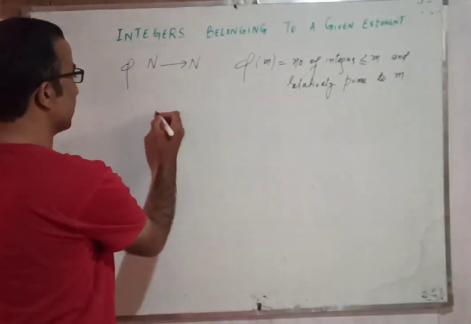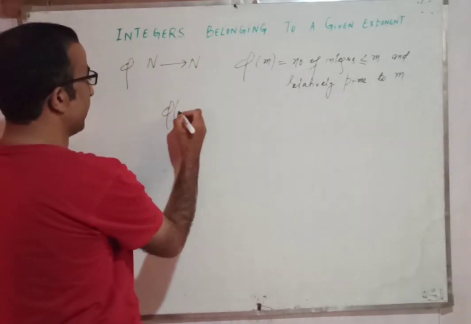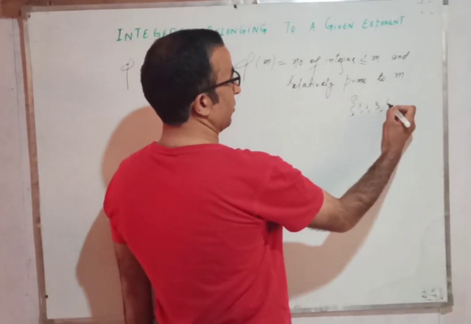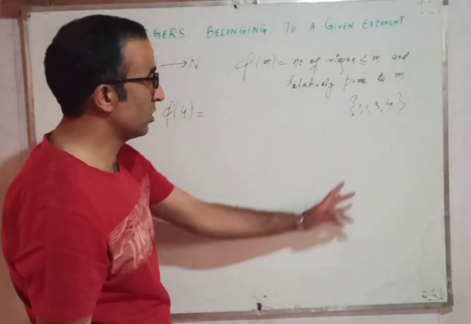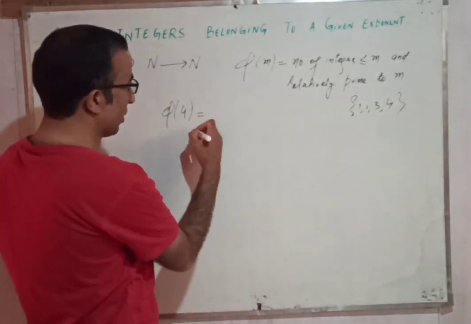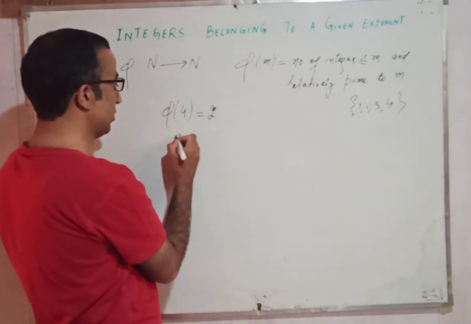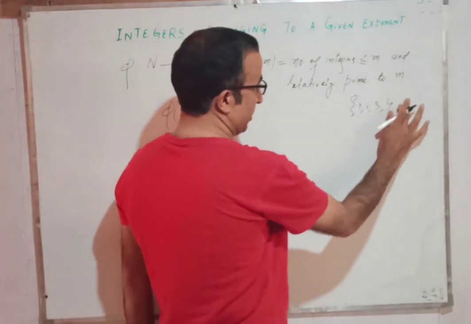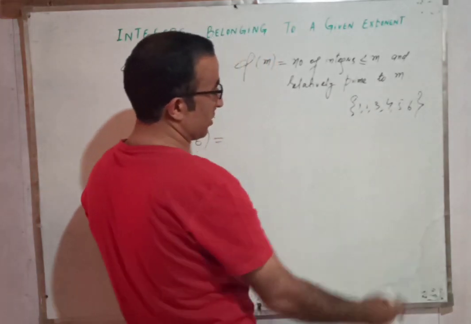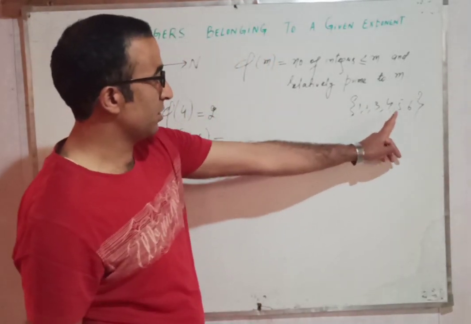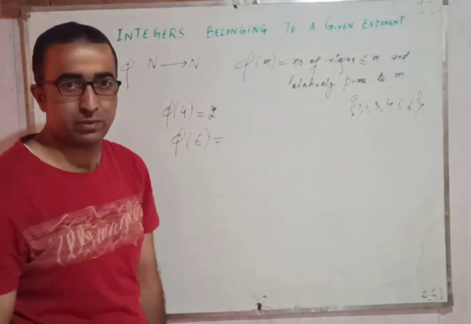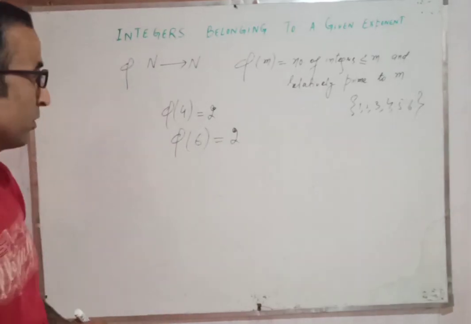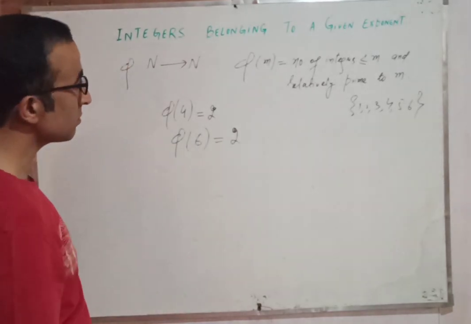For instance, if you see the value of phi at 4, the number of integers in the set 1, 2, 3, 4 which are relatively prime with 4 is only 1 and 3. So the number of such integers is 2. Phi of 4 is 2. Similarly, for phi of 6, in the set up to 6, you have only 1 and 5 which are relatively prime with 6. So phi of 6 is again 2, and so on. You can calculate for all values of m.